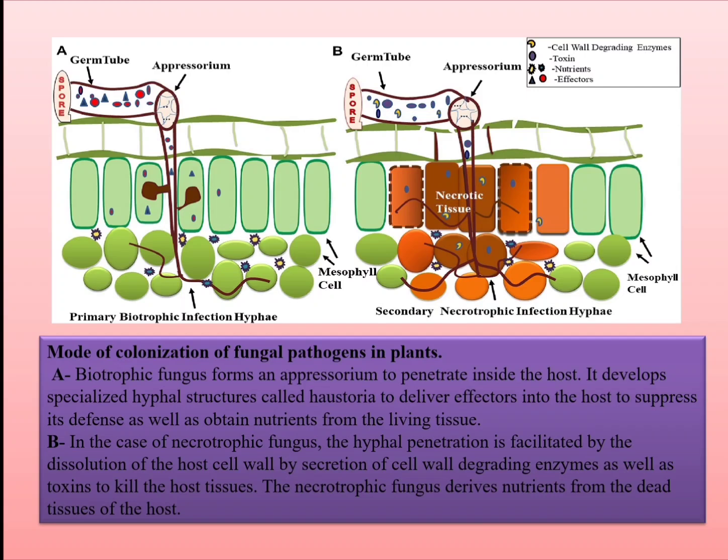In secondary necrotrophic infection, in the necrotrophic fungus, the hyphal penetration is facilitated by dissolution of the host cell wall by secreting cell wall degrading enzymes as well as toxins to kill the host tissue. The necrotrophic fungus derives nutrient from the dead tissue of the host.